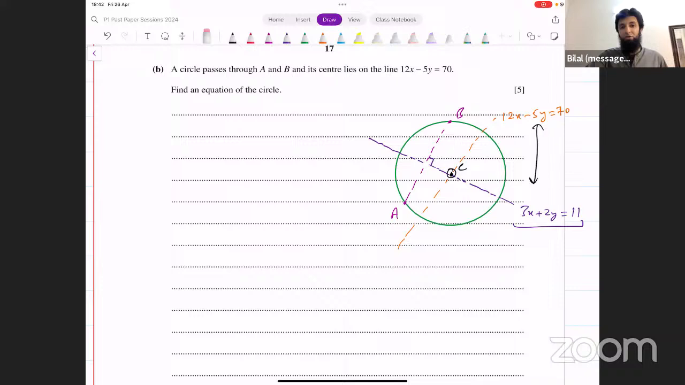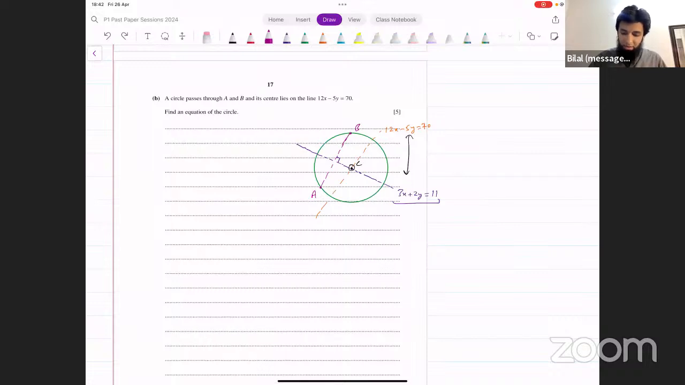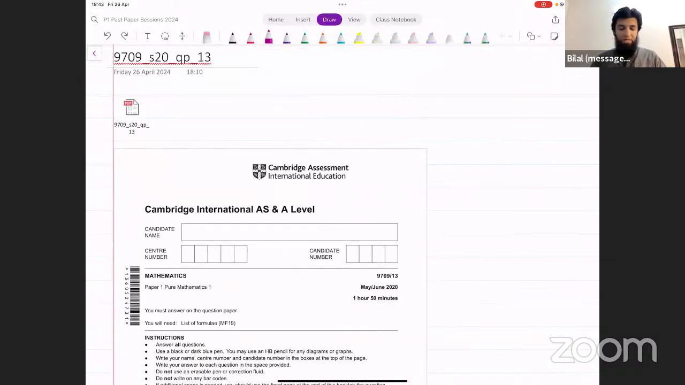For the other line, you need to figure out yourself, since AB is a chord in the circle, and this is the perpendicular bisector of that chord. How do you find? So you know this property that perpendicular bisector of every chord in the circle passes through the center. So the perpendicular bisector here will also pass through the center.